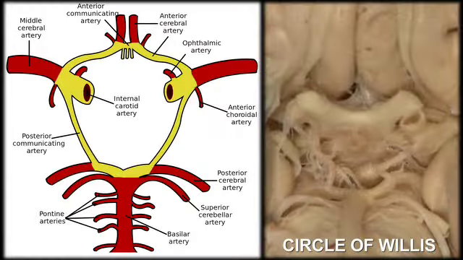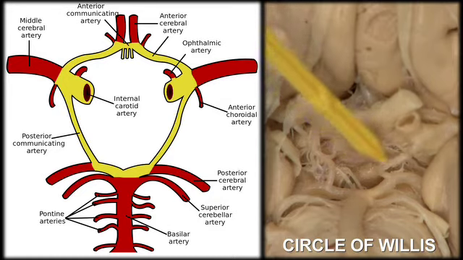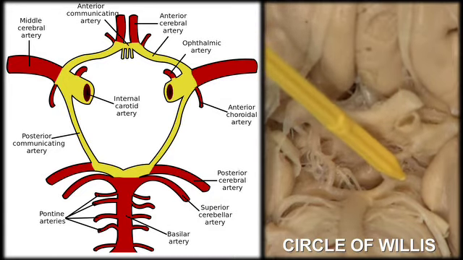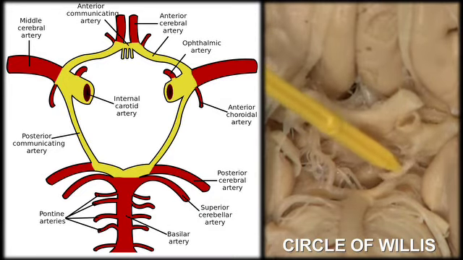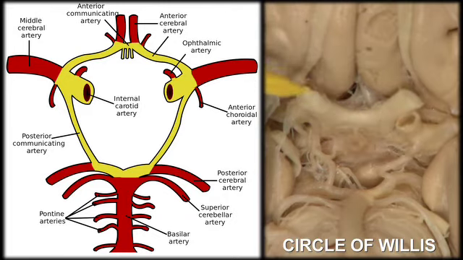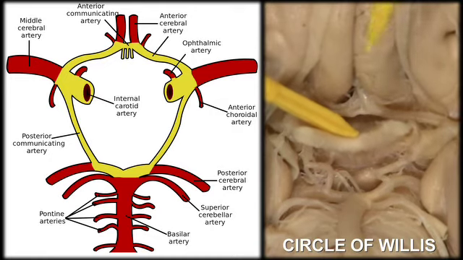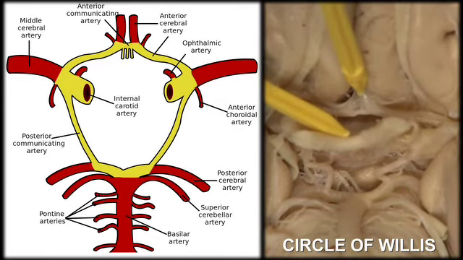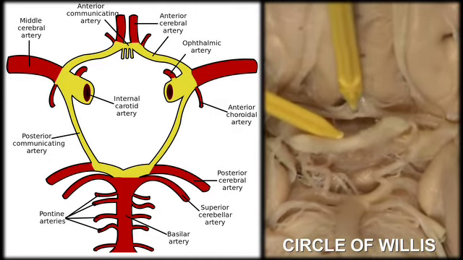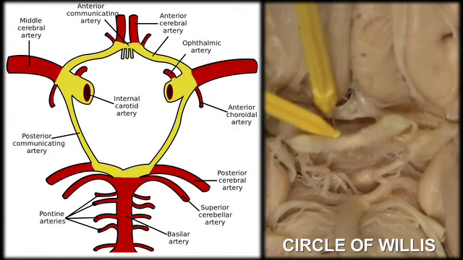Now I will demonstrate circle of Willis. It consists of internal carotid artery, posterior cerebral artery, posterior communicating artery, anterior cerebral artery, and anterior communicating artery.